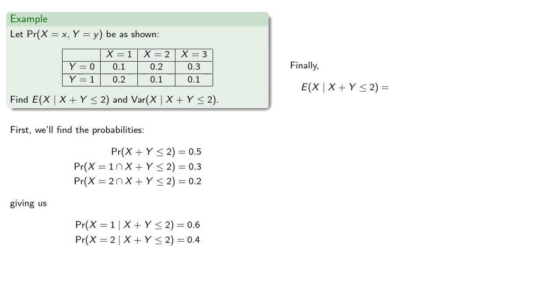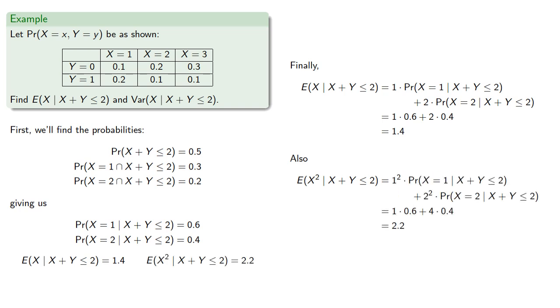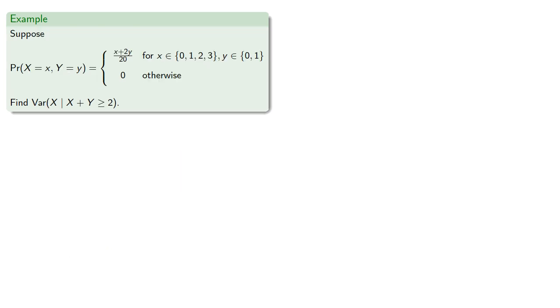finally, our expected value will be the sum of the products of the payoffs with the probabilities. And that will be, and once we have those probabilities down, we can also find the expected value of x squared, which will be, and so our variance will be, and likewise we can do that if we have a formula giving us our probability.